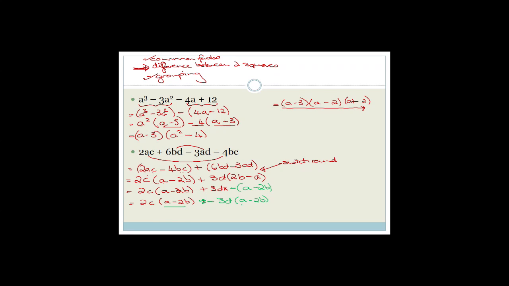Do you agree that these two now are the same, and we've got to take out common factors of a minus 2b? We can take out a common factor of a minus 2b, and what are we left with? We're left with 2c, sorry, minus 3d. 2c minus 3d. There we go. And that's it. There's nothing more in this bracket that we can factorize, and there's nothing more in that bracket that we can factorize. Okay, let's continue.